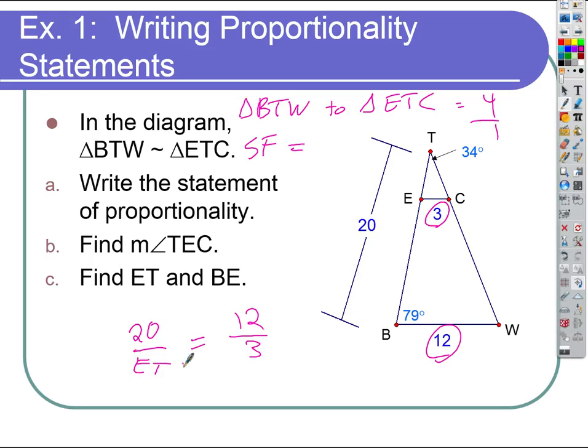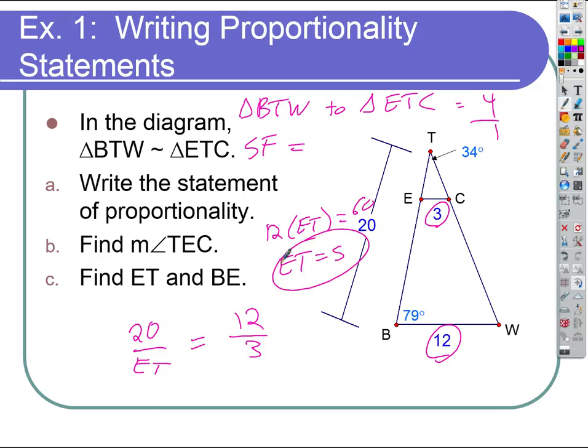Okay. Right? And so what would I do then to solve for ET? Yeah, just cross multiply and divide by 12 probably, right? So we get, if we did that, yeah, 12 times ET equals 60. Divide each side by 12 and ET equals 5, right?